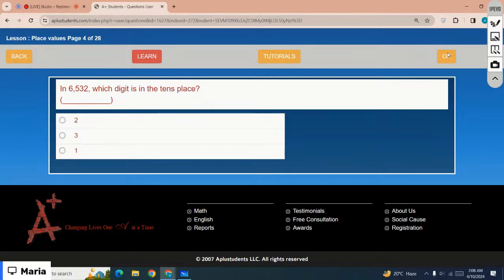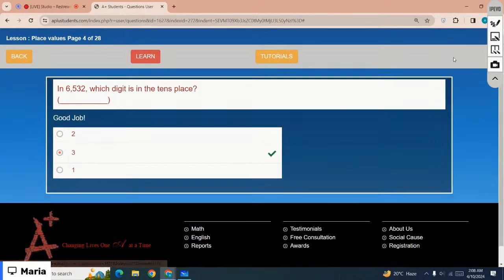Yes, 3 is the digit that is at the tens position. The correct option is 3. Option number 2 is the correct option.